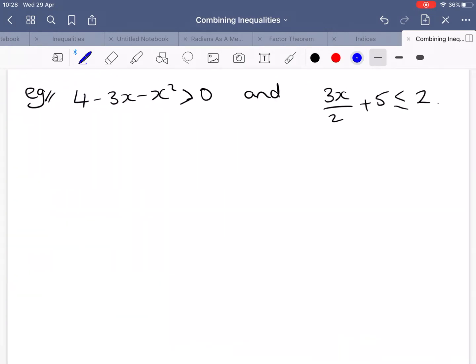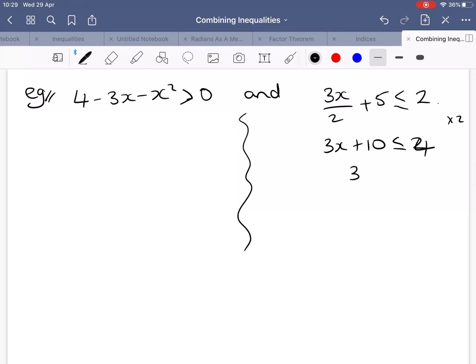Right, guess what? We can have a linear and a quadratic inequality. We could have two quadratics, but you don't tend to see that. I always tend to do the linear equation first just because it's easier. So multiply through by 2: 3x plus 10 is less than or equal to 4, because remember we've got to multiply every term by 2.